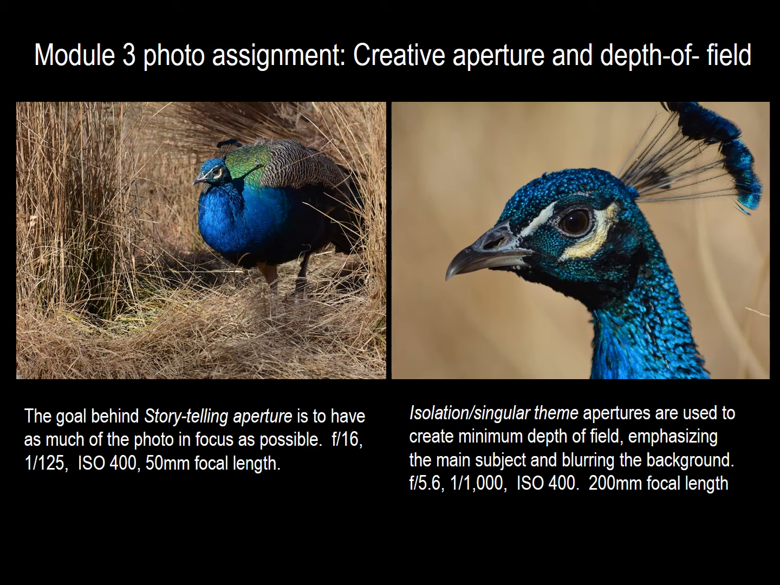Creative aperture and depth of field is the objective of the Module 3 assignment. On the left, we see a storytelling aperture, where everything in the photograph is in sharp focus. On the right-hand side, we have an isolation or singular theme aperture, which means we're going for only the main subject in focus, and the background is not distracting, it's actually blurred.